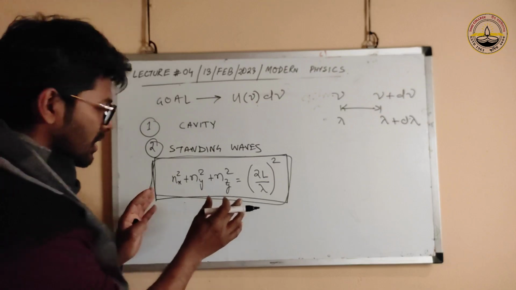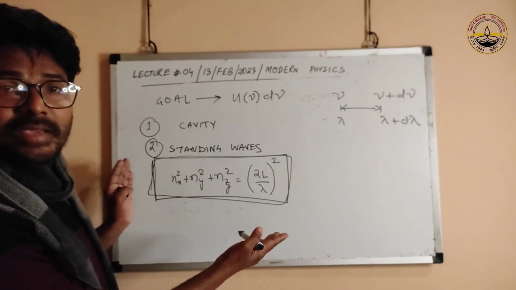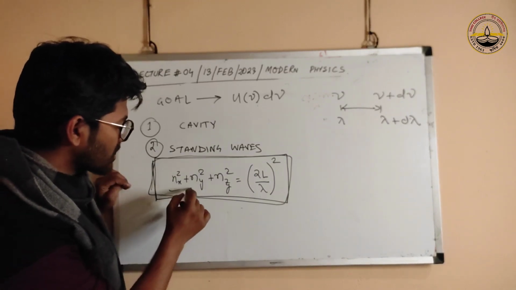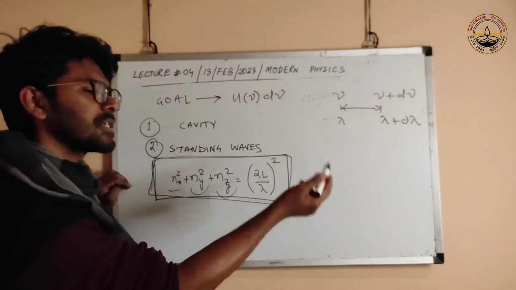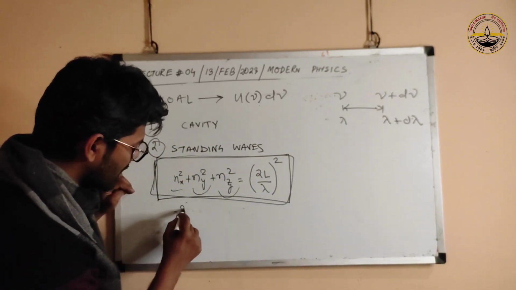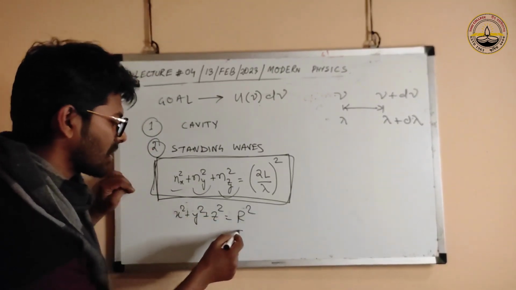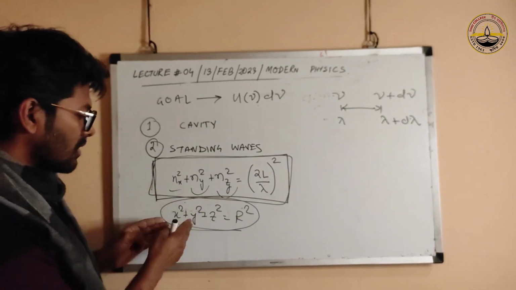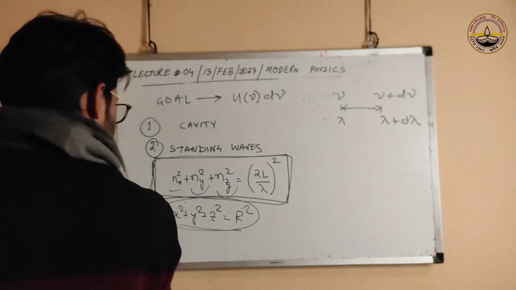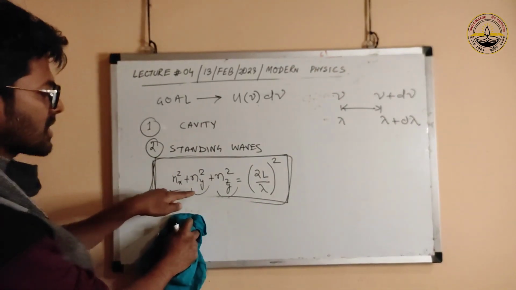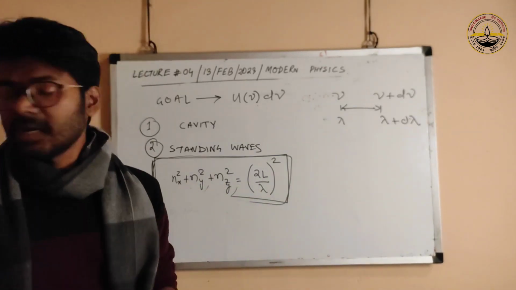But just for now, try to recognize what this is geometrically. This is some variable squared, some other y variable squared, some z variable squared, equal to some constant squared. This is pretty much like x squared plus y squared plus z squared equal to some r squared, a sphere, okay? In xyz space, a sphere of radius r. In this case, in nx, ny, nz space, a sphere of radius 2L by lambda.